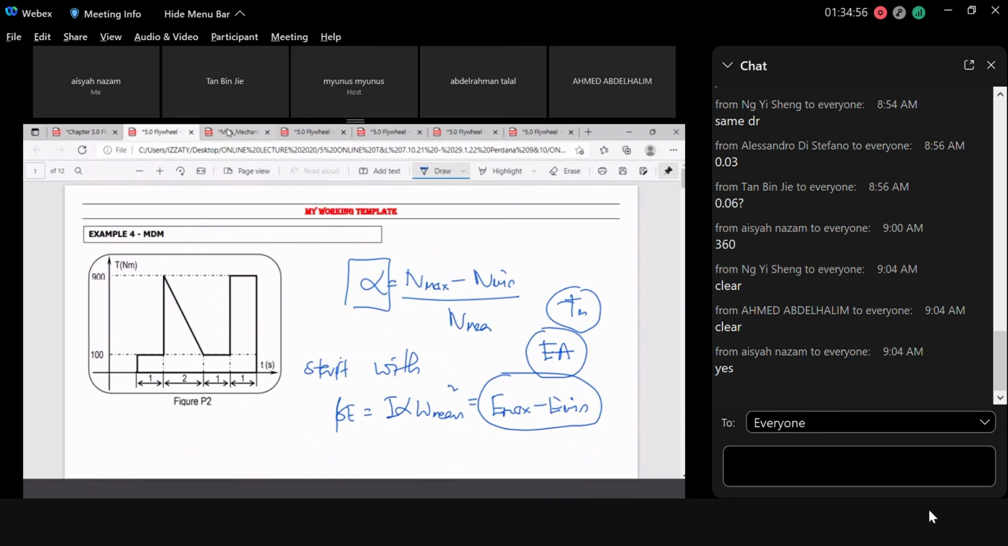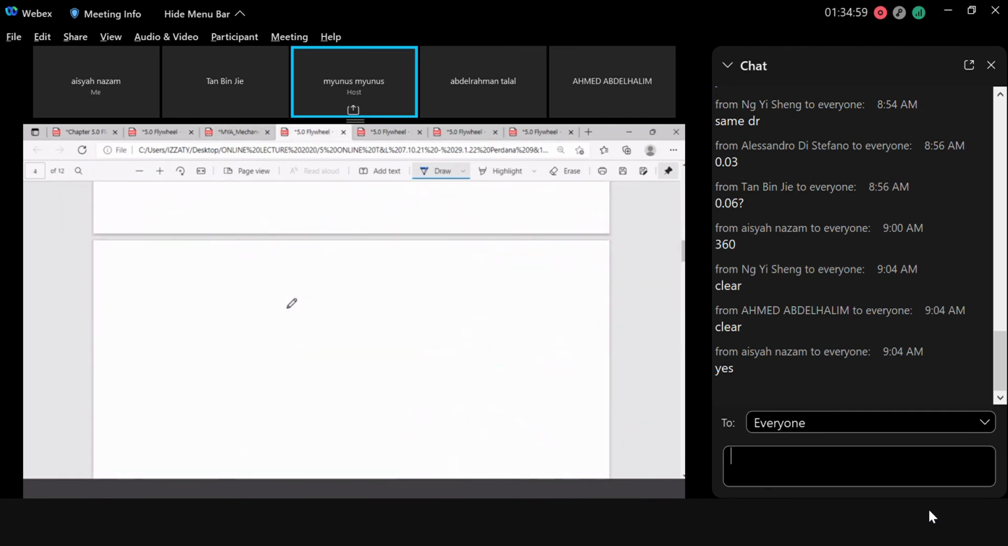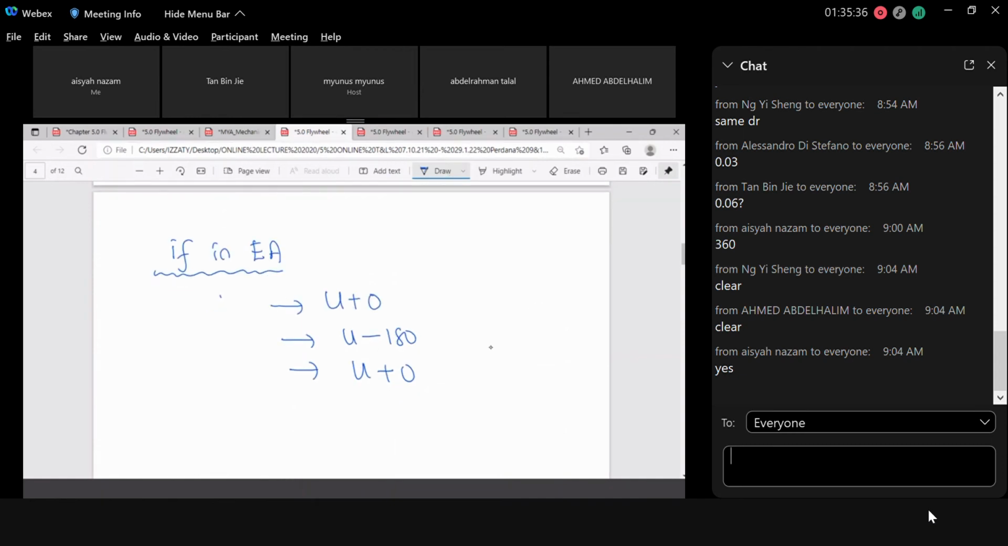You understand this one? You basically understand what we've been talking about here. If the energy analysis is stabilizing, you have U plus 0, you have another one U minus 180, you have another one U plus 0. Okay, then you have another one, sorry, put only 3, enough.